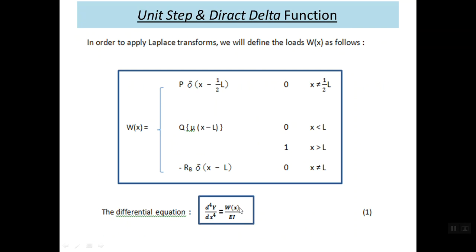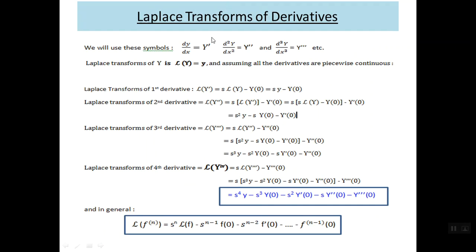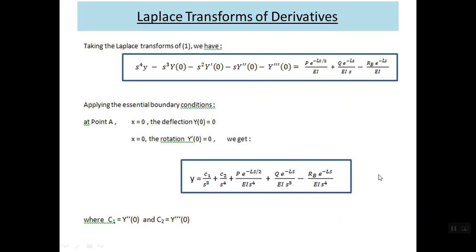Now we need to take the Laplace transform of this equation, left-hand and right-hand side. The Laplace transform of a derivative was discussed in the second video, so I will skip it. We use the Laplace transform of the fourth derivative. Then we have this result after taking the Laplace transform of equation 1: the single concentrated load P, the uniform load Q, and minus the support reaction at point B.